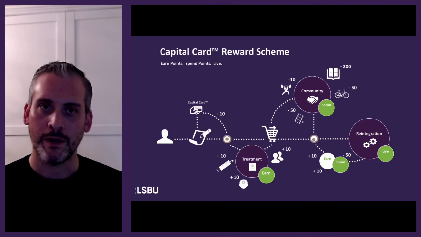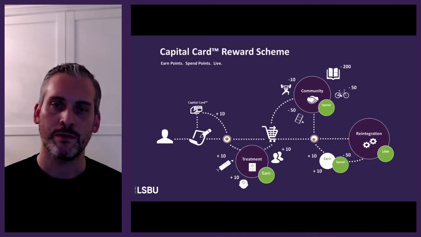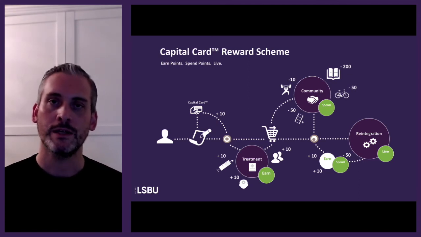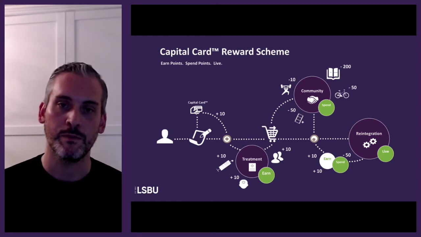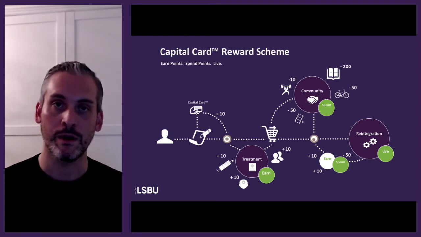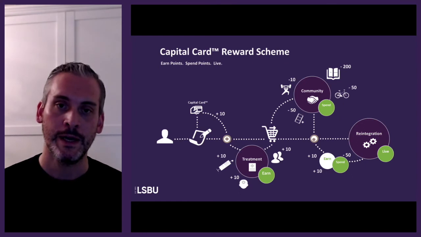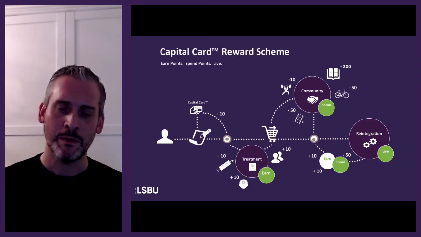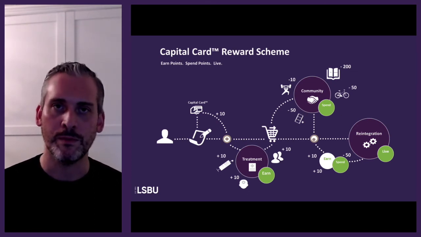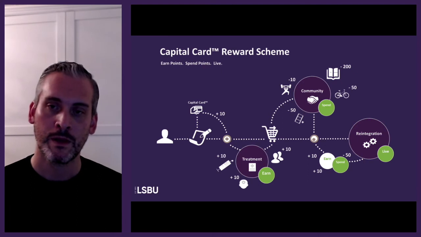What's also interesting about the Capital Card as an aside, and we're looking at doing some further evaluation on this, is that the actual rewards themselves are donated by the local community and businesses and so on. I'll show you an example at the very end of people that attend Nando's and get a free lunch, although not entirely free. It's obviously based upon people engaging with treatment, which is hard work. But all of these rewards that people can redeem their points against are things that are donated and therefore don't cost the treatment service money.